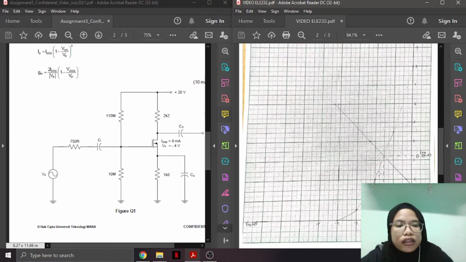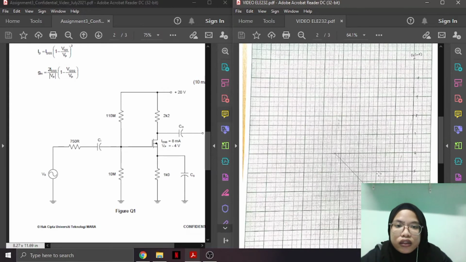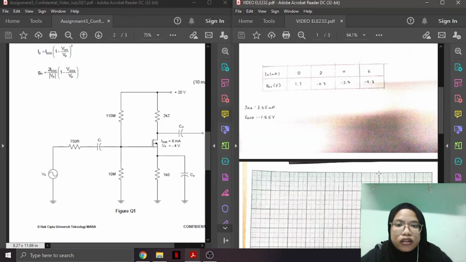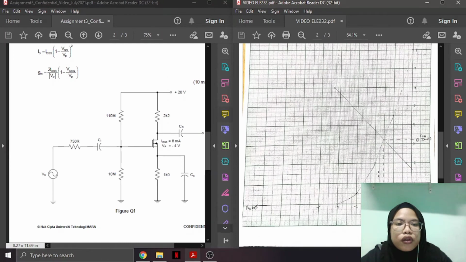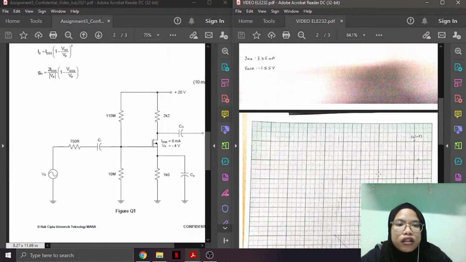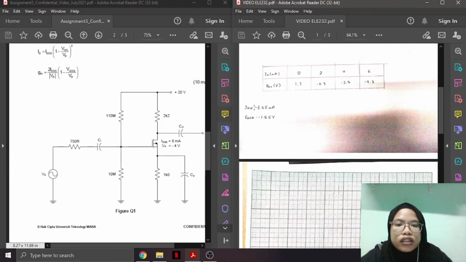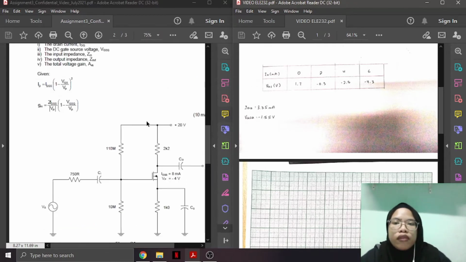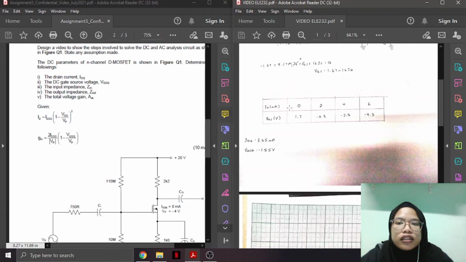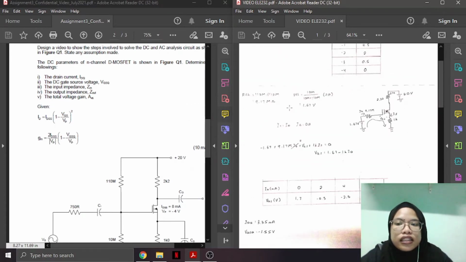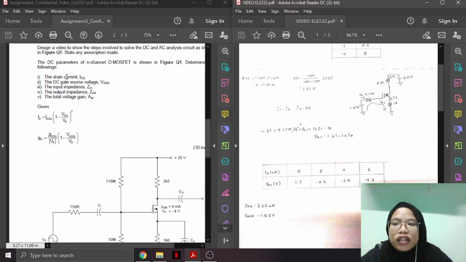Then we will get the value of IDQ and also VGSQ. So from this graph, from all the work that we have done, the answer for IDQ is 3.35 milliampere and VGSQ is negative 1.55 volt. That is the answer for using DC analysis to find the drain current and also the DC gate source voltage.